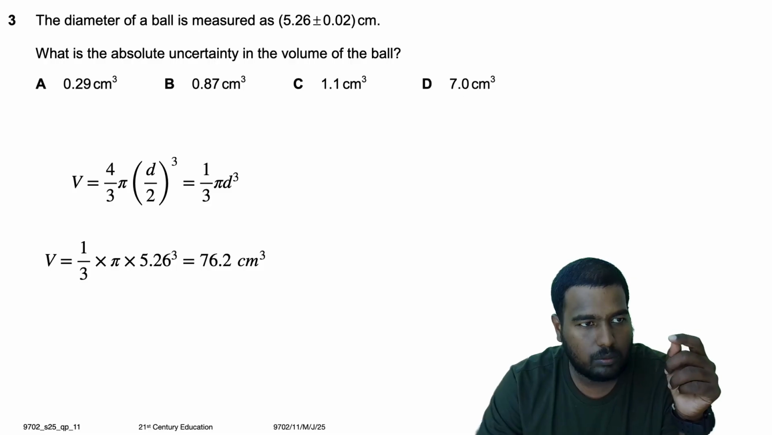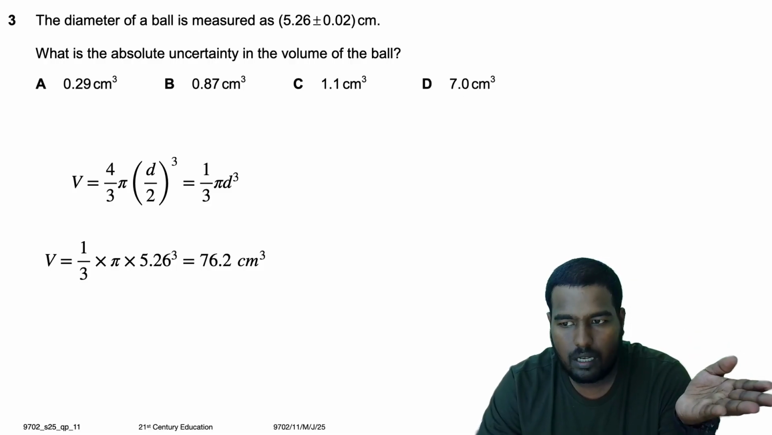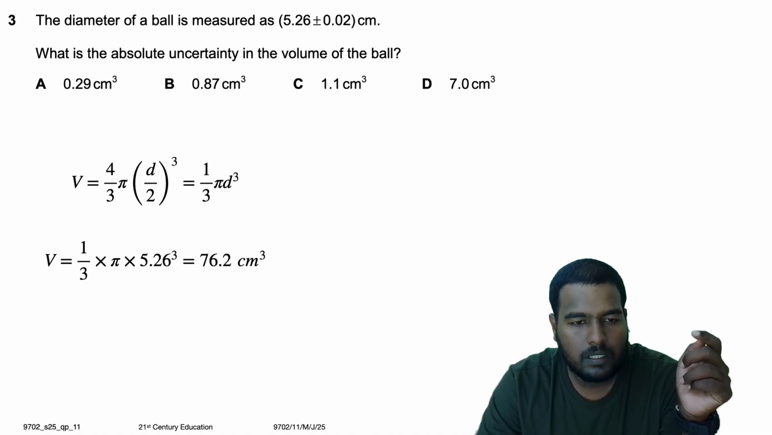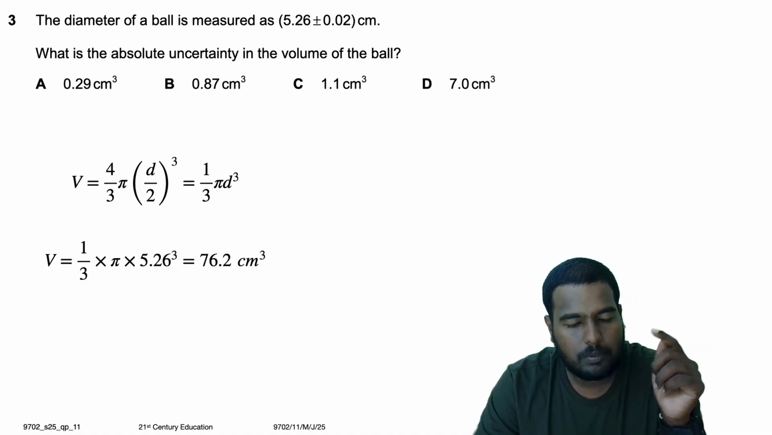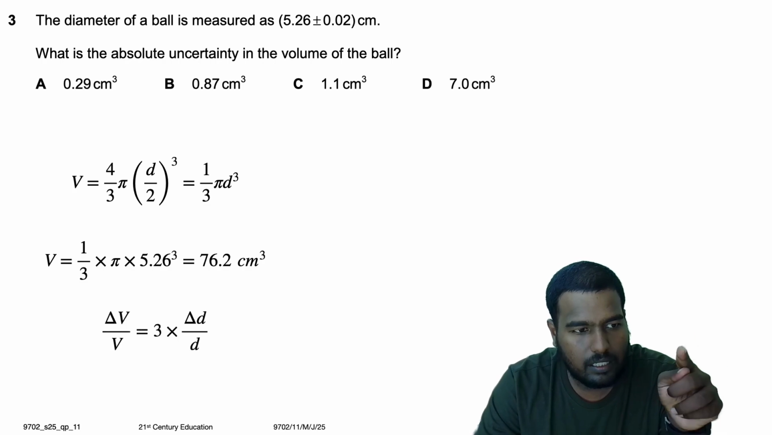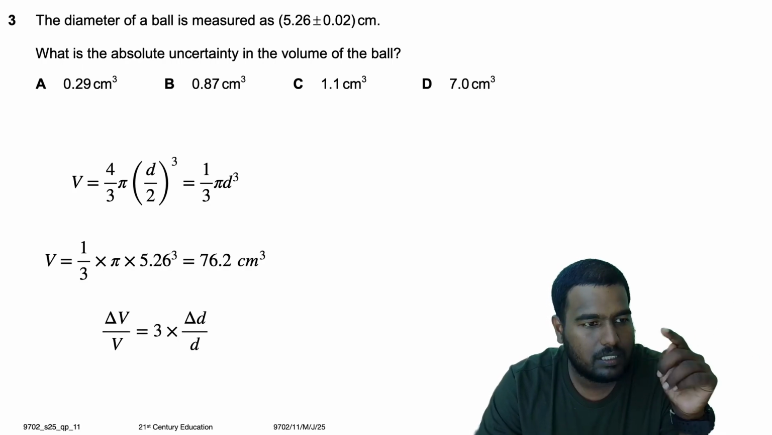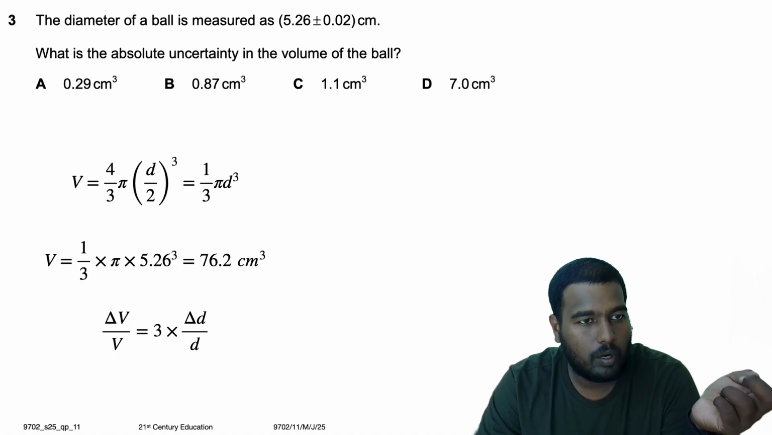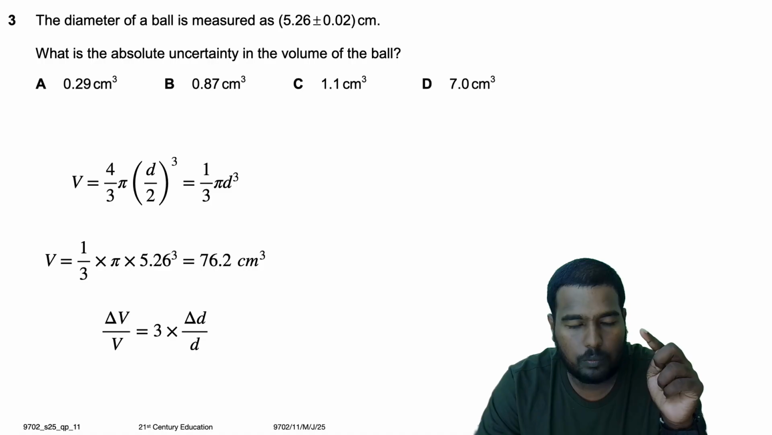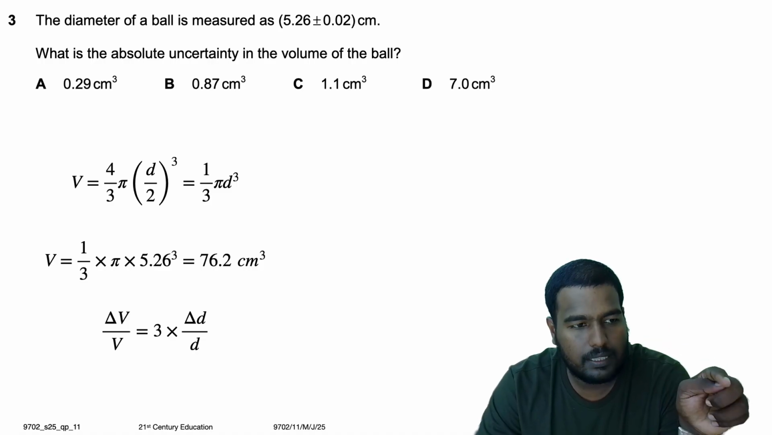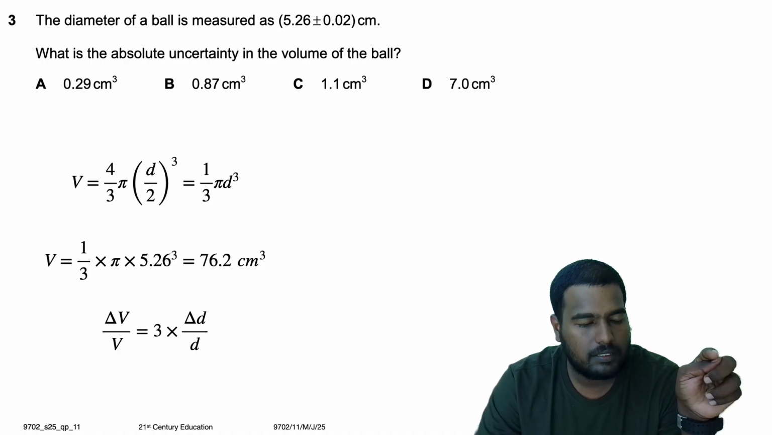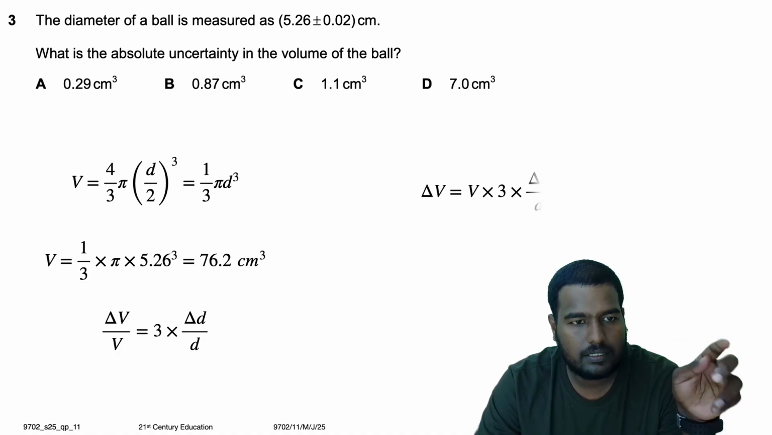Now we need to figure out the absolute uncertainty in the volume of the ball. How do we find uncertainty when it comes to multiplication and division? Delta V by V is the number of times in the power, which is 3, into delta D by D, the diameter, because the volume of the ball is 1 by 3 pi d cubed. So that's why 3 into delta D by D. Now we have to find delta V, so we'll bring this V to the other side.